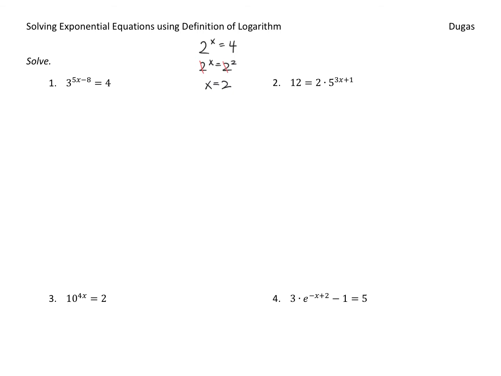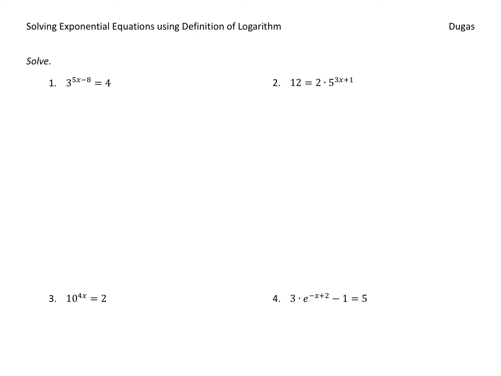If you look at number 1, you can see that the base on the left is 3 and the base on the right is 4. There's no way that we can make these be the same. So we can't rewrite 4 to a power and 3 to a power where they're the same base. So that method is not going to work in these examples. So the other way we can do this is use the definition of a logarithm to solve.